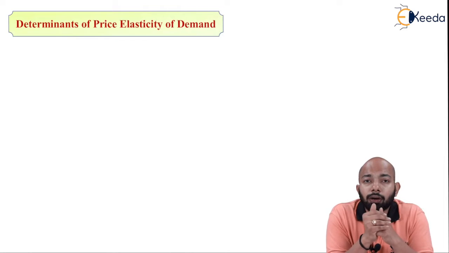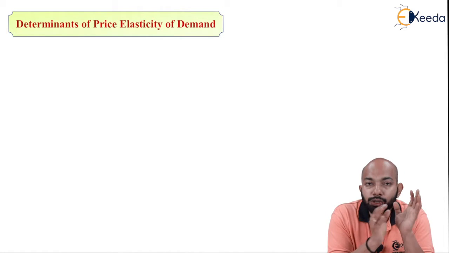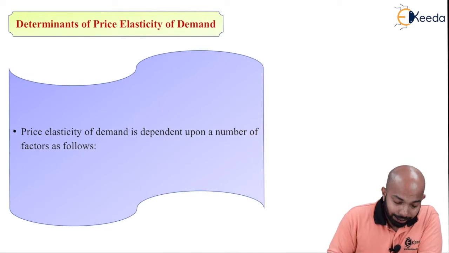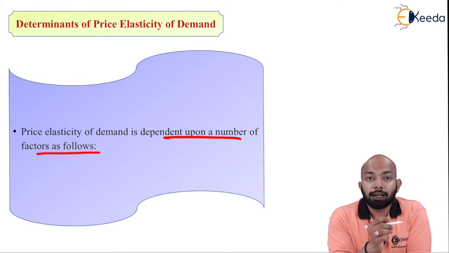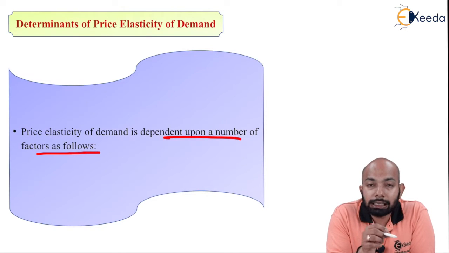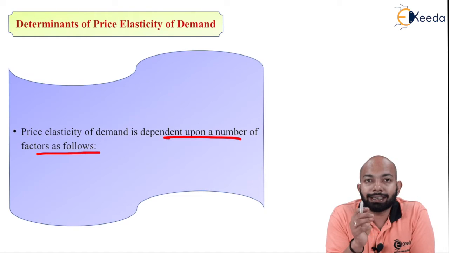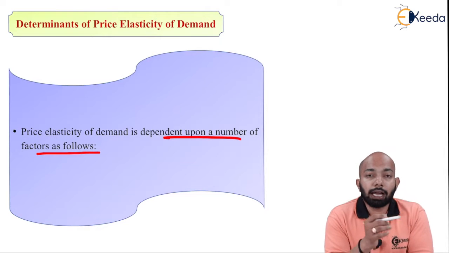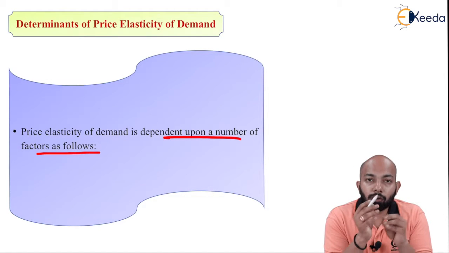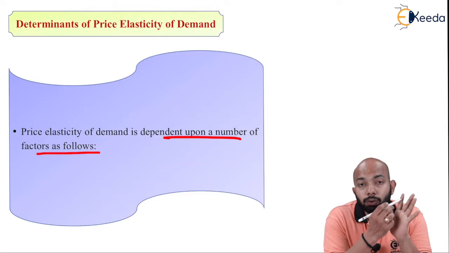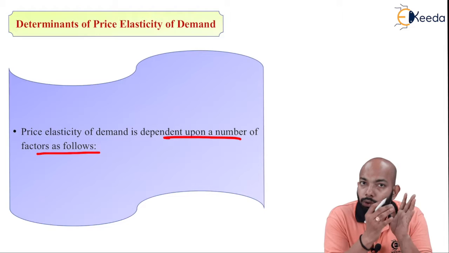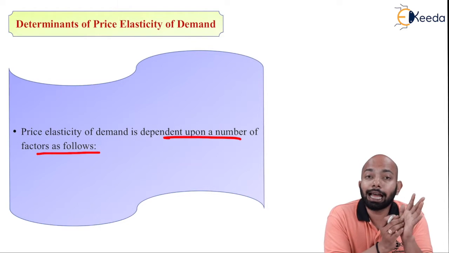Let's start with a certain gist on this. Price elasticity of demand is dependent upon a number of factors as follows. Whenever you're studying economics, you need to understand there are a lot of factors on which one thing depends. So if there is any change in any of the factors, it can lead to a different change. Not completely changing, but it will definitely have a certain effect on it.